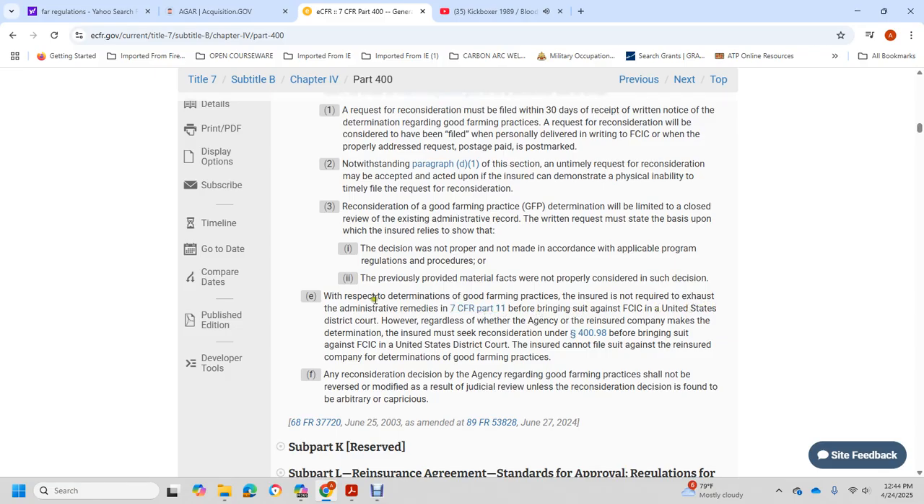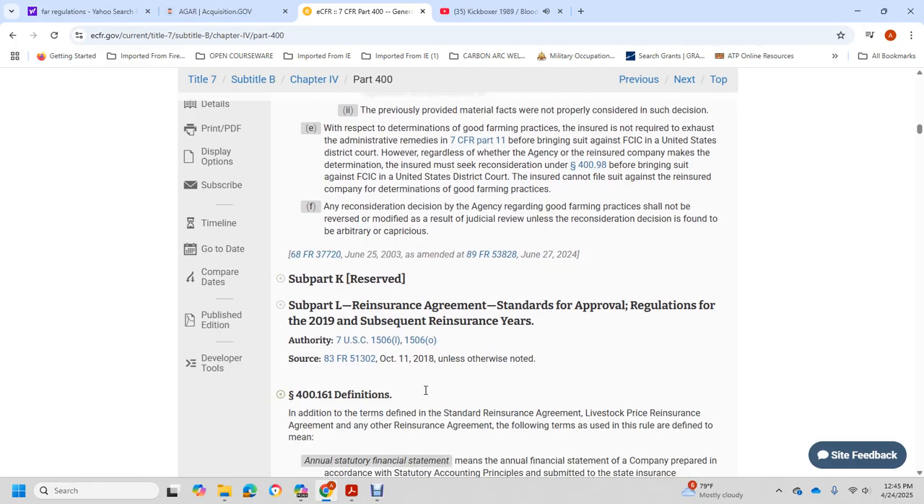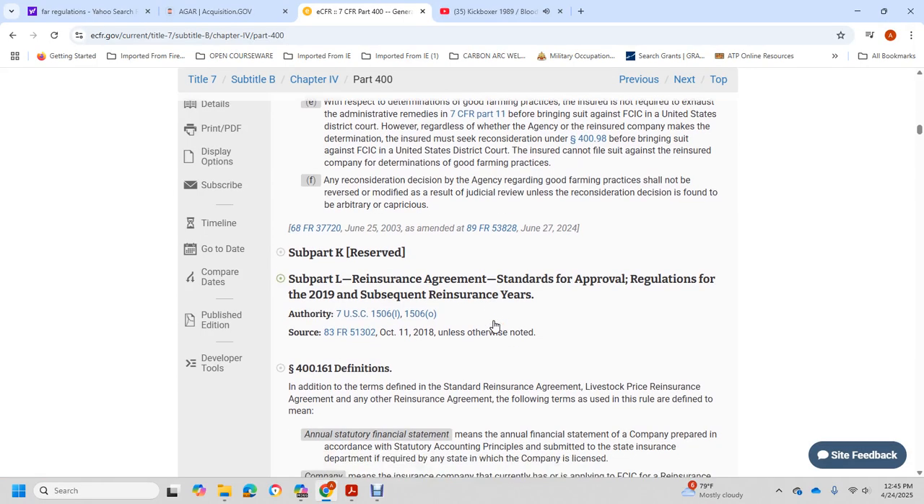Before bringing suit against the Federal Crop Insurance Corporation in United States District Court, the insured must seek reconsideration from the agency. If the reinsured company makes the determination, the insured must seek reconsideration of the determination before bringing suit. The insured cannot file suit against the reinsured company's determination of good farming practices. Any reconsideration decision by the agency regarding good farming practices shall not be reversed or modified as a result of judicial review unless found to be arbitrary or capricious. Subpart K reserved. Subpart L, reinsurance agreements, of the same regulations, with approval for subsequent reinsurance years beginning with 2019.